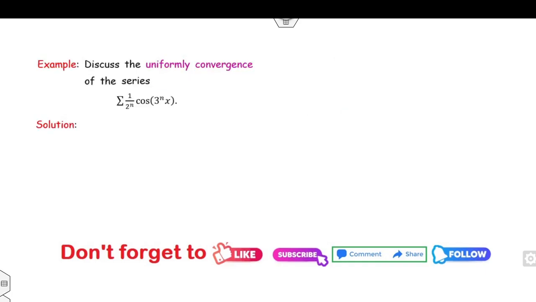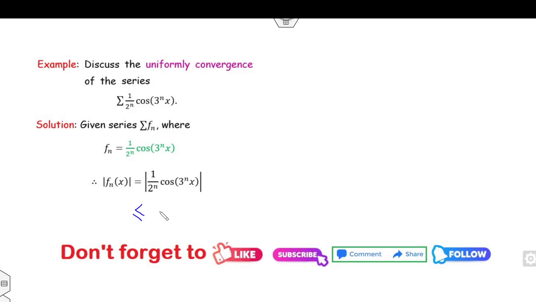So let's start with the first question. Discuss the uniform convergence of the series. First of all, what is the domain? The domain is not given, so it is the complete real line R. If I compare the series with Fn, this term is my Fn. Now I start with the value of Fn(x). The modulus value is |cos(3^n x)| over 2^n. My target is to prove this is less than or equal to something.